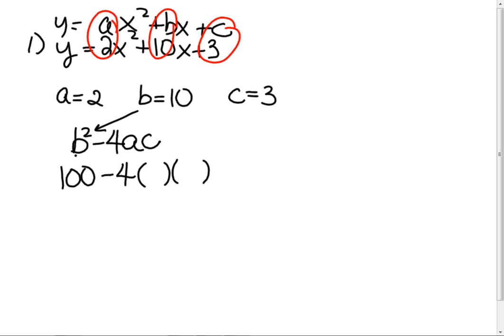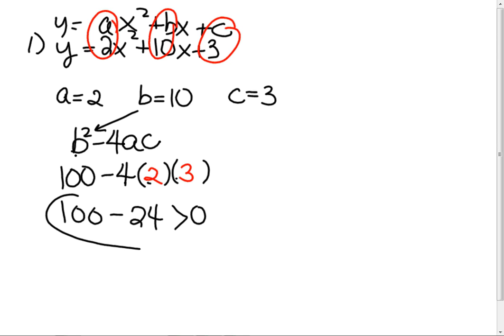What's A? 2. And C is 3. All I care about is if it's positive or negative. You want practice with arithmetic, be my guest, but I don't really care. What's 4 times 2 times 3? 4 times 2 is 8, times 3 is 24. How does that compare to 0? I don't care what the number is. Is it positive or negative or 0? Positive. How many solutions are there then? 2. So that's what you need on that line for the discriminant.